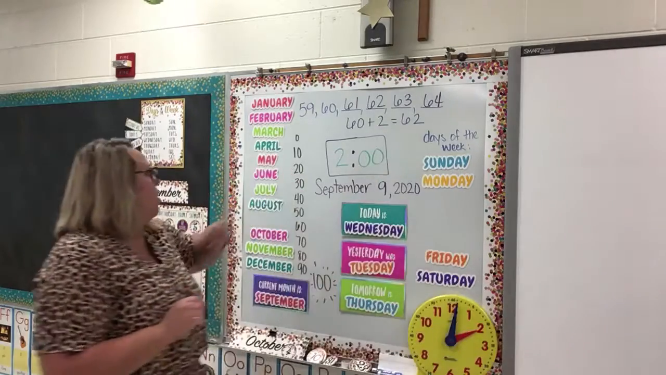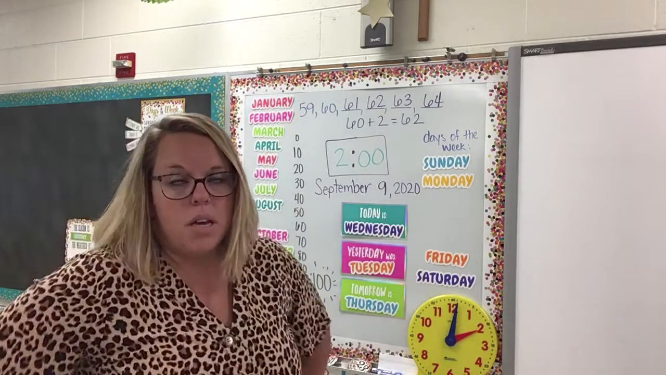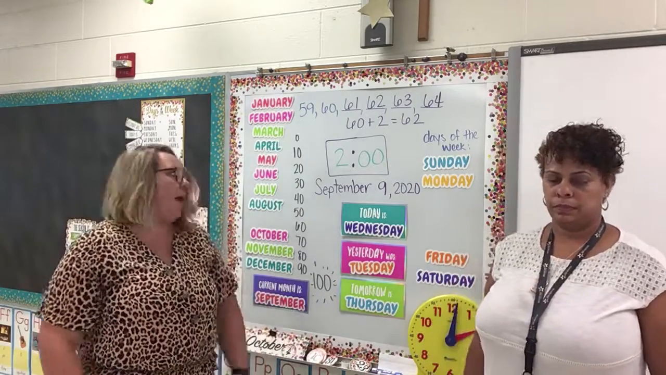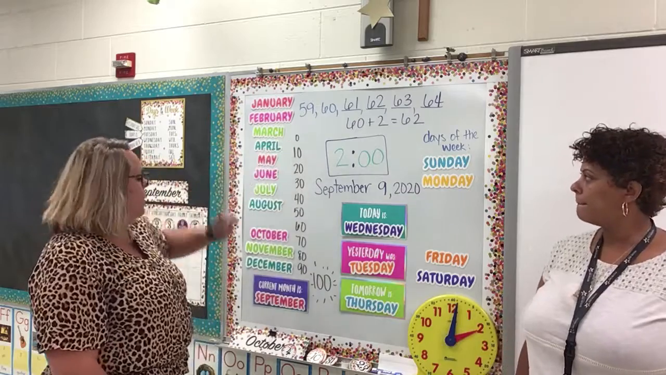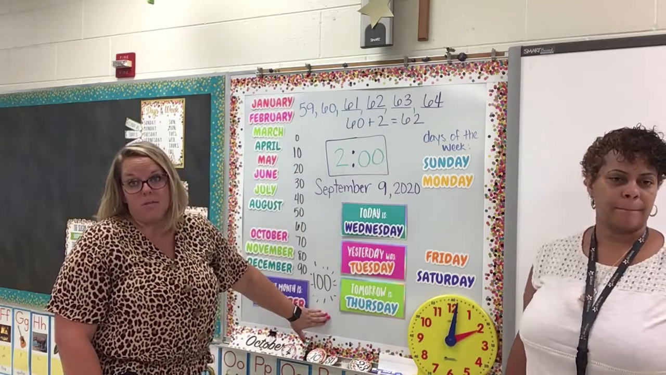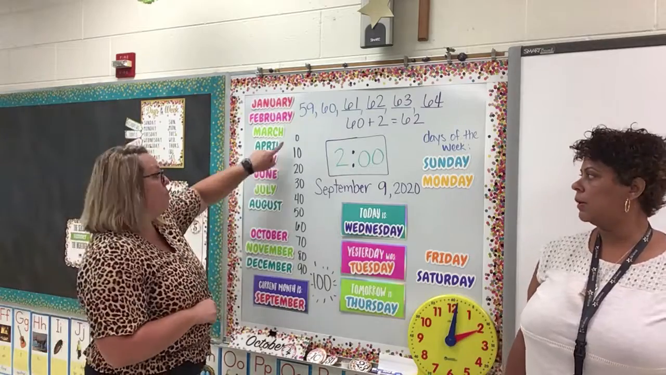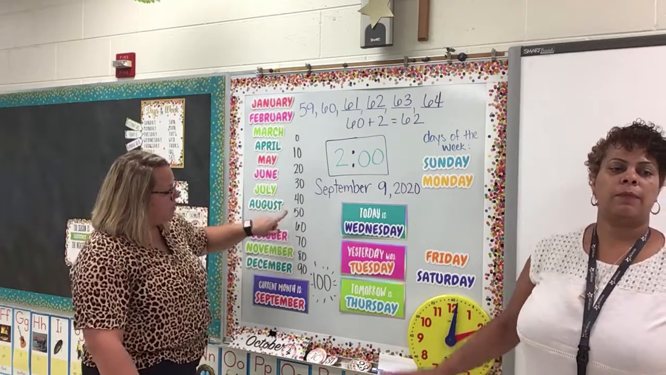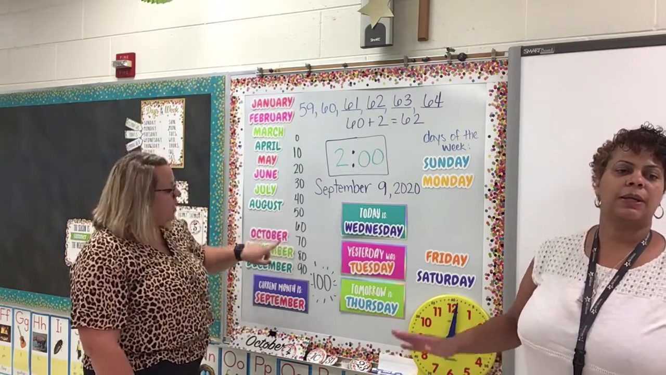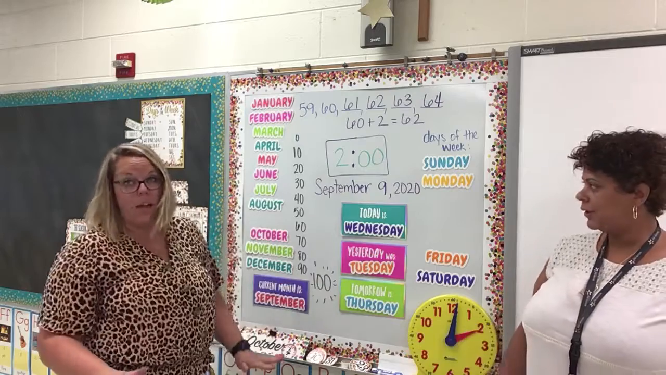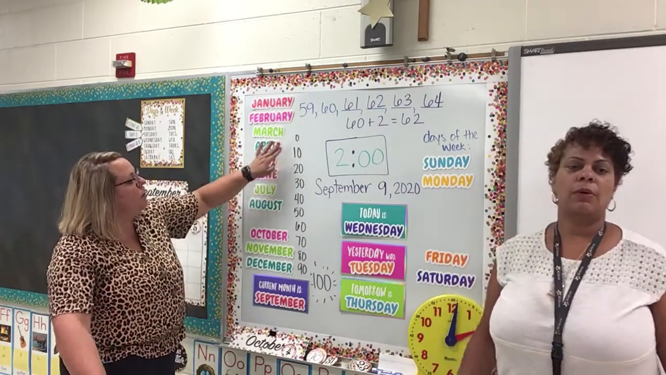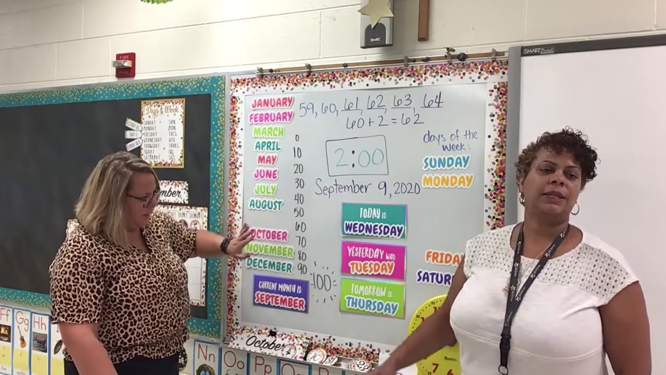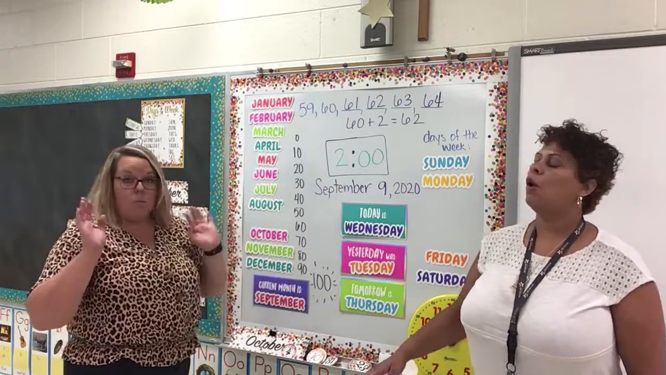All right, let's go ahead and do a little counting. Today for our counting, we're gonna pat with our hands on our legs. We're gonna start at 0 and we're going to count to 100 and we're counting by tens. Here we go, 0, 10, 20, 30, 40, 50, 60, 70, 80, 90, 100. Do it one more time.